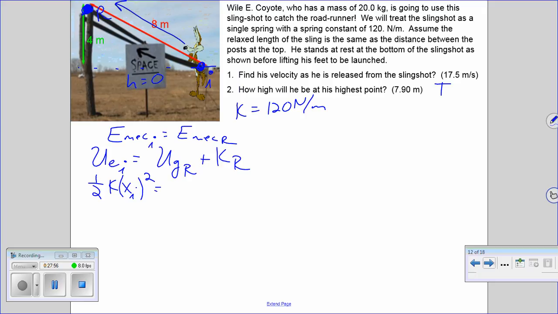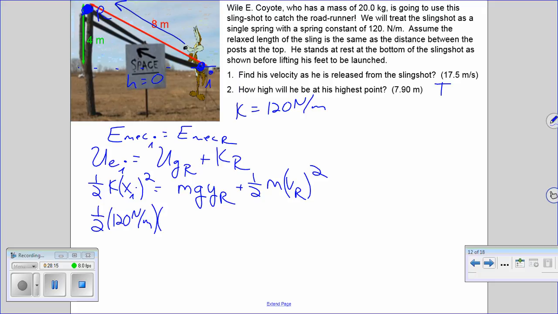That's got to equal his mass times g times his y at the release point plus 1/2 his mass times his velocity at the release point squared. All right, let's plug in our numbers. 1/2 K is 120 newtons per meter. His x initially is the distance that this has been stretched, which is 8 meters. Don't forget to square it.